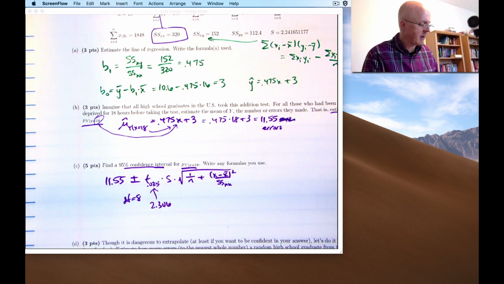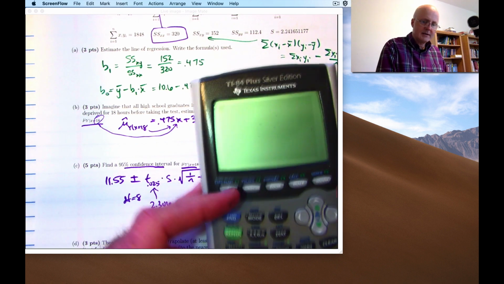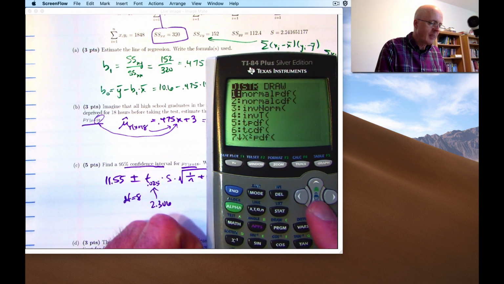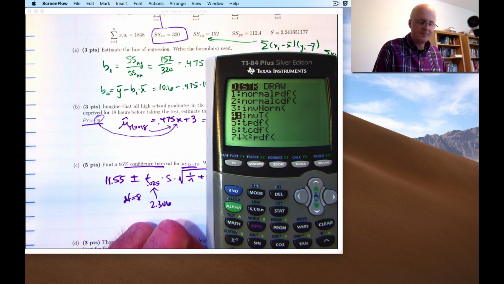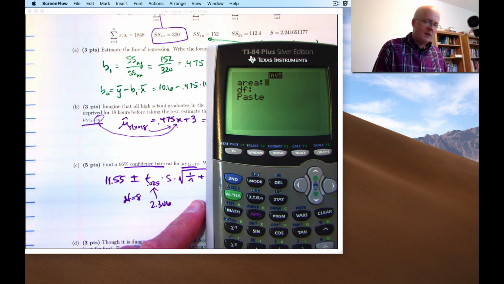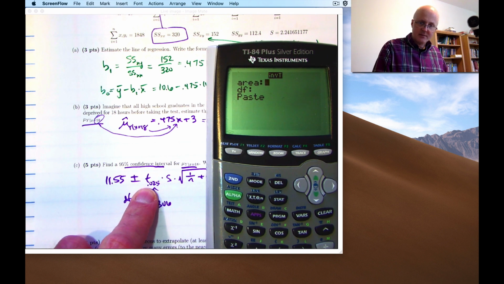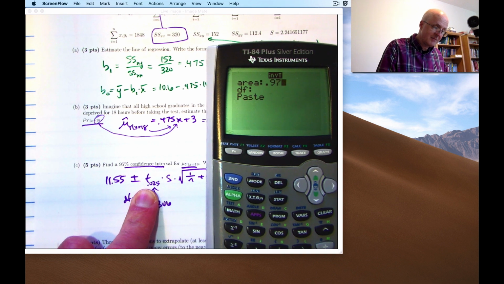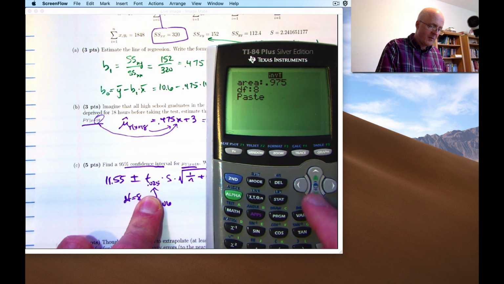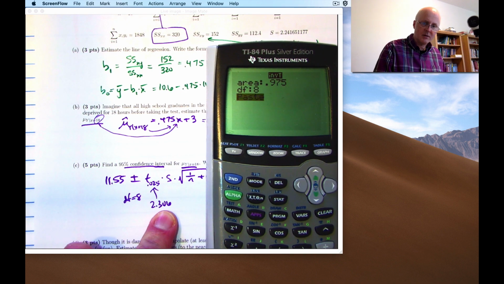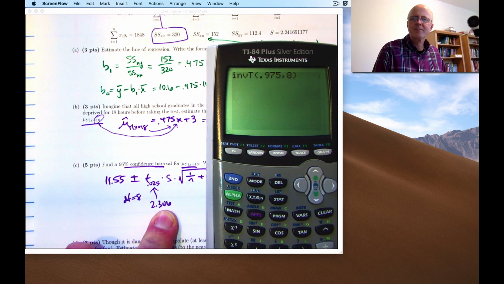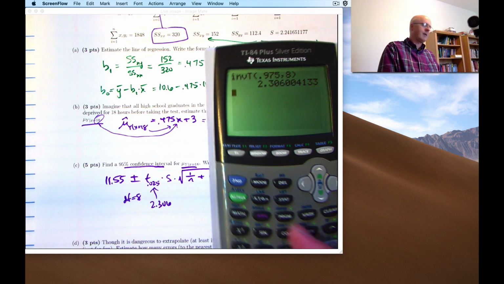Actually, let's go ahead and do that right away with the calculator. If you go to the distributions menu and look for inverse t, and this means an area to the right, 0.025, so the area to the left, the CDF, is going to be 0.975, 8 degrees of freedom. When I paste this and enter it, it should give me a number close to 2.306. 2.306004133. Yes, very close to that. Okay.